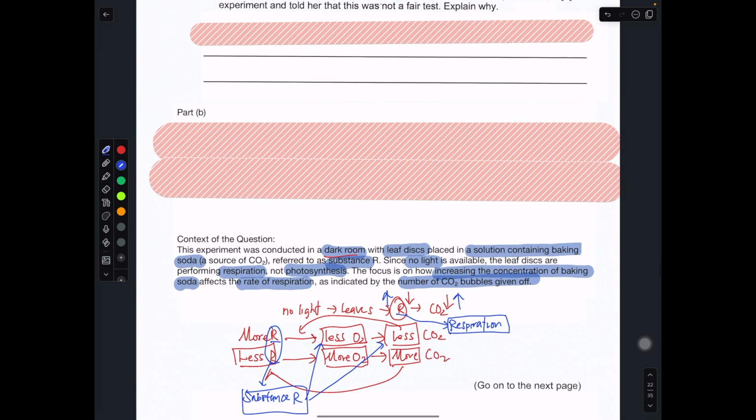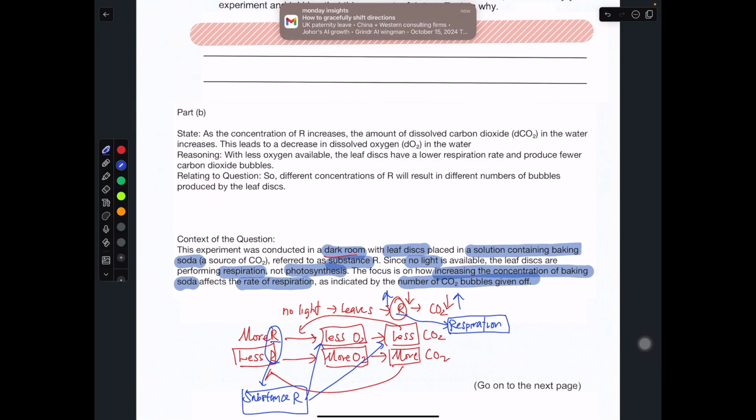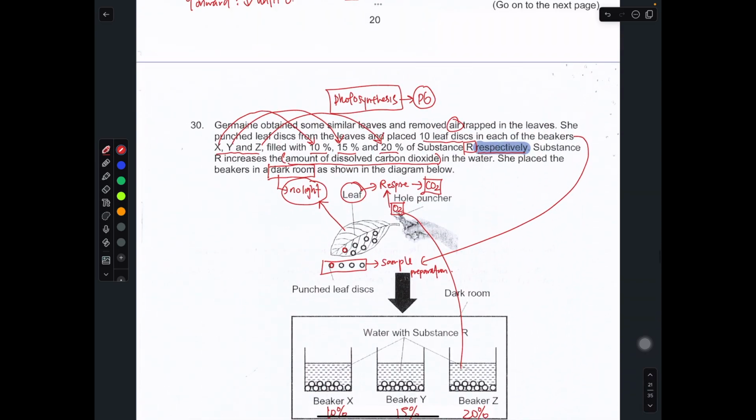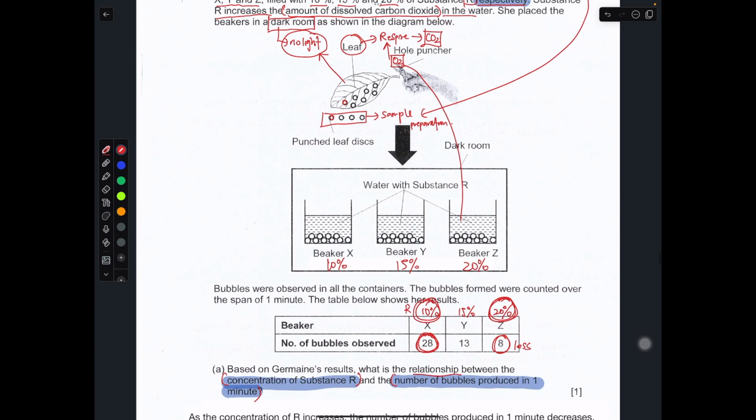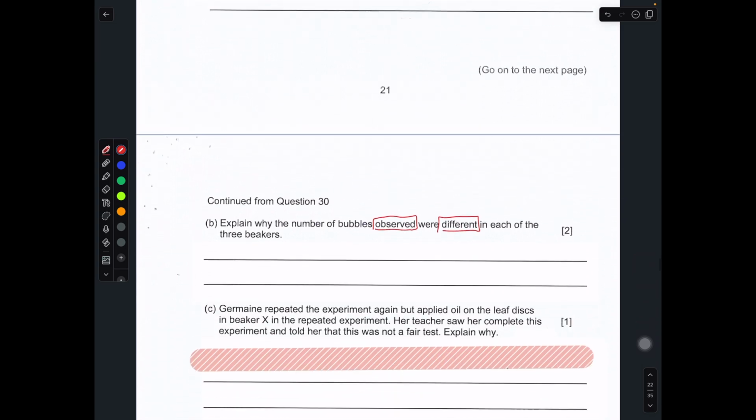Okay, so this part I'll show you the explanation. So the explanation goes like this. As the concentration of R increases, the amount of dissolved carbon dioxide in the water increases. How I know this actually is over here. R increases the amount of dissolved carbon dioxide in the water. So there must mean that there is less dissolved oxygen, because the amount of air in the water is quite limited. If you've got more carbon dioxide, that means there will be less oxygen.